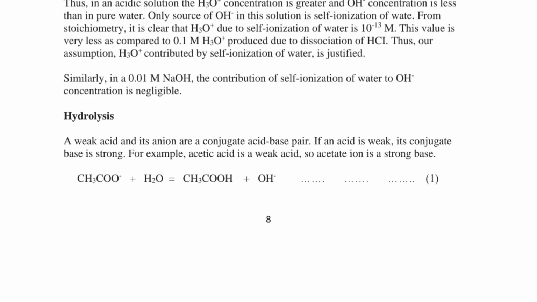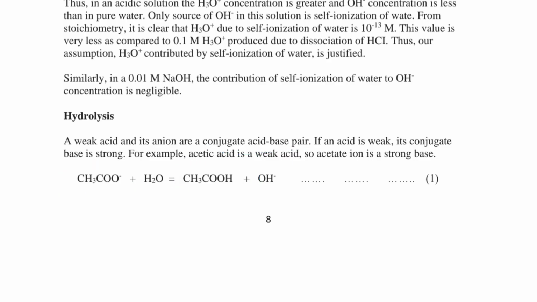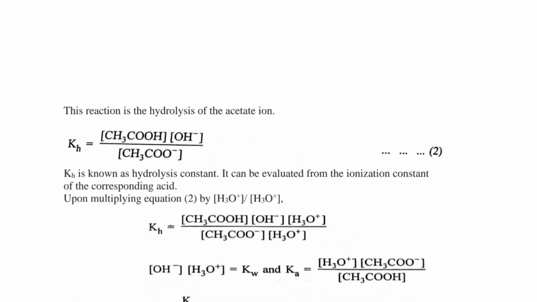Hydrolysis. A weak acid and its anion are conjugate acid-base pairs. If an acid is weak, its conjugate base is strong. You can see here, acetic acid is a weak acid. Its conjugate base is strong. This is the conjugate base. This reaction is a hydrolysis of the acetate ion. KH is known as the hydrolysis constant.